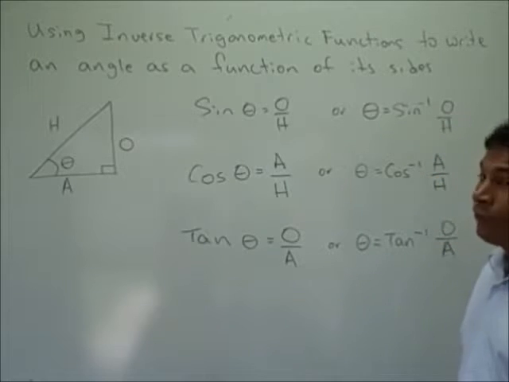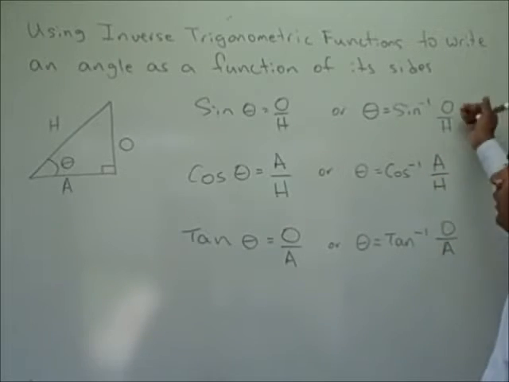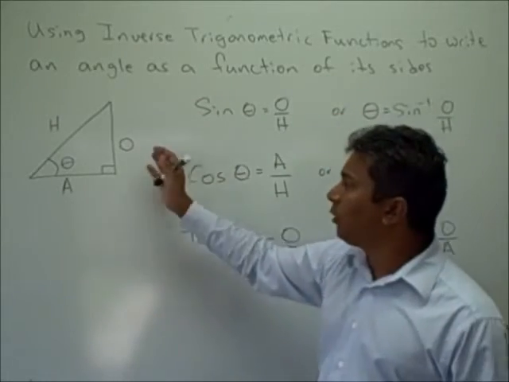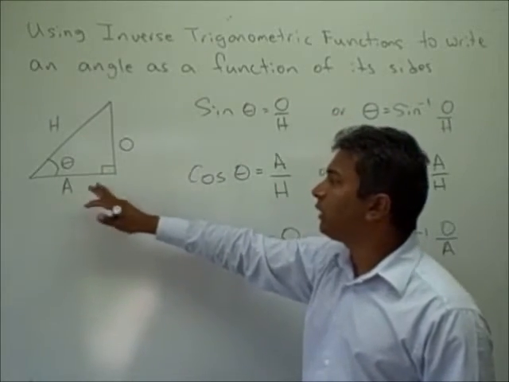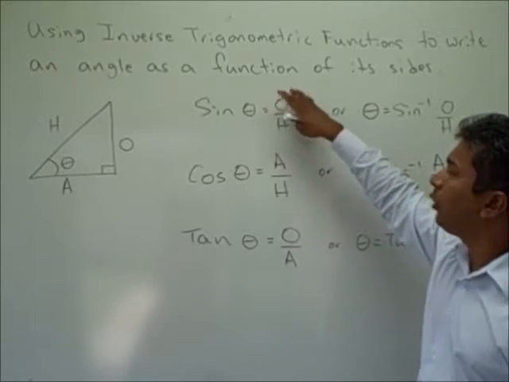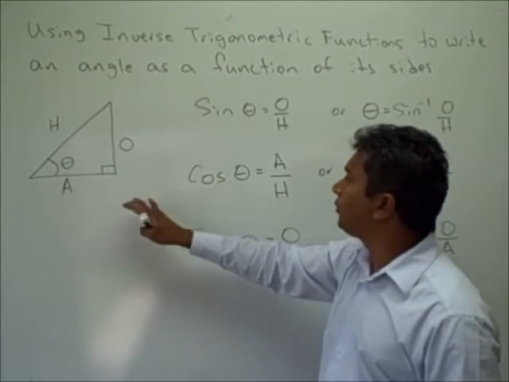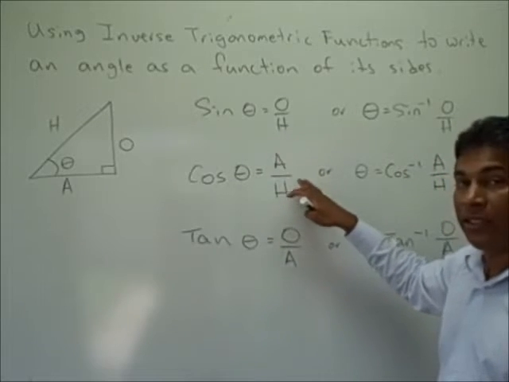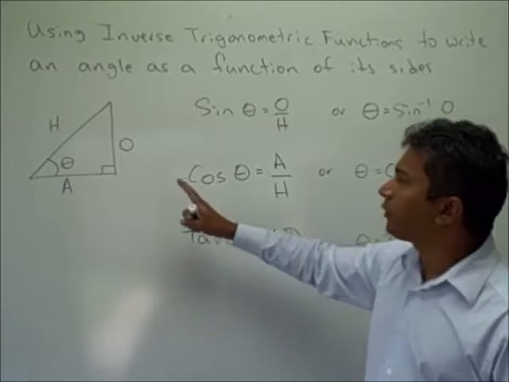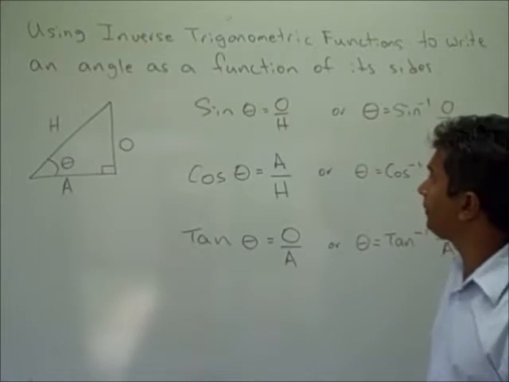Now we'll be using inverse trigonometric functions to write an angle theta as a function of its sides, the opposite, the hypotenuse, and the adjacent. We know that the sine of theta is equal to the opposite over the hypotenuse. We know that the cosine of theta is equal to the adjacent over the hypotenuse. And we know that tan theta is equal to the opposite over the adjacent.